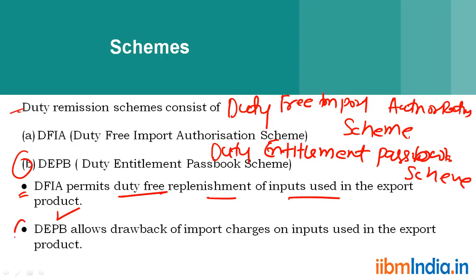If we talk about DEPB, DEPB allows drawback of import charges on input used in the export products. So DEPB, duty entitlement passbook scheme, is basically for whenever we are importing any raw materials for the export production, then we might not need to make the payment of import charges. And DFIA permits duty-free replacement of input used in the export production. Clear? So these are the two commonly known schemes: DFIA, duty-free import authorization scheme, and DEPB, duty entitlement passbook scheme.